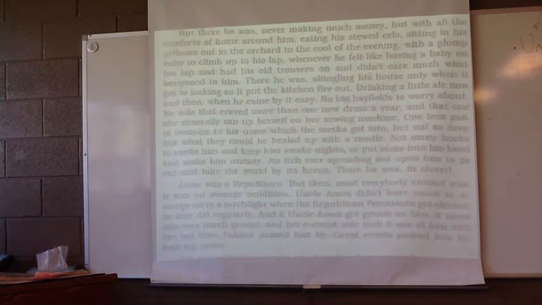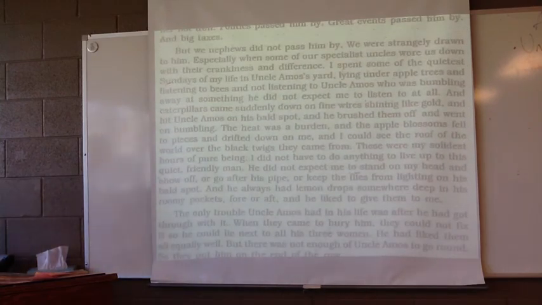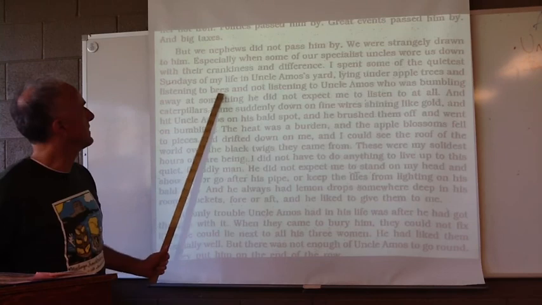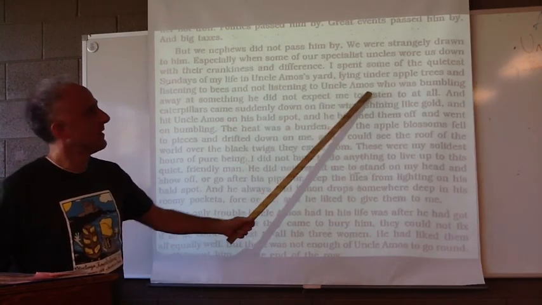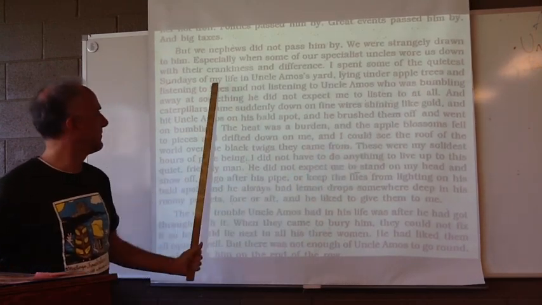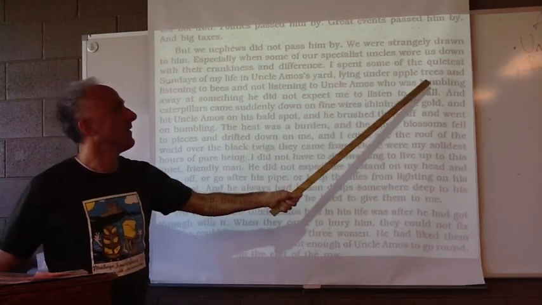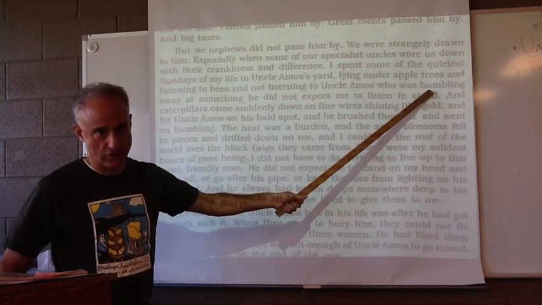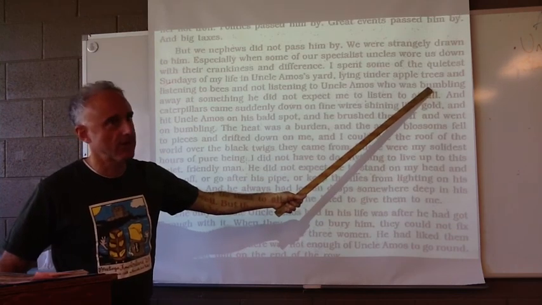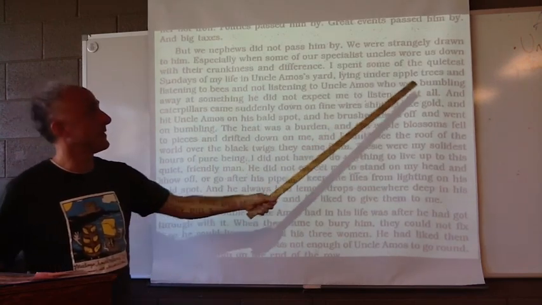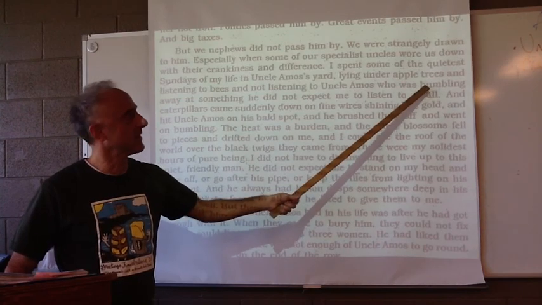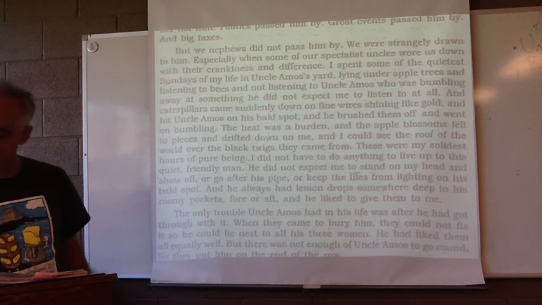I know I'm getting near to the end of my time here on this video, but the imagery here, coming back to the imagery, listening to bees, not listening to Uncle Amos, who was bumbling. Why such a similarity between the nature surrounding and the description of Uncle Amos's actions? It takes a little bit of thinking to understand this intention of the author there. Bumbling, what type of word is that? It's a sound device, but it starts with an O. I'm not going to tell you. Okay, so we do have that.